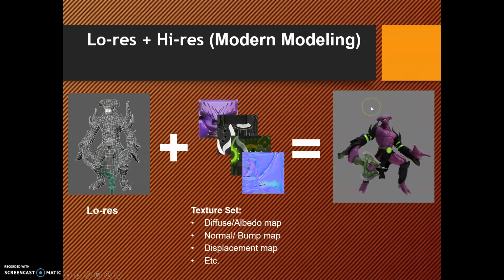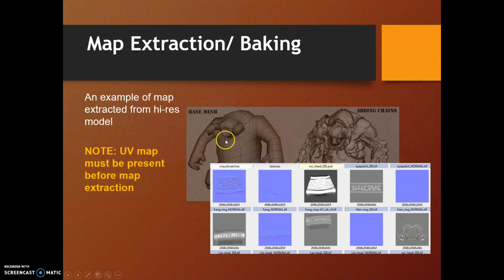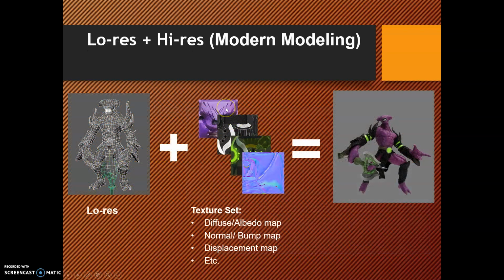Because again, people don't use high res, they only use low res. So the low res is very important. The idea is that we try to make the low res look like a high res by applying all these necessary maps, something like this: albedo, normal, bump, and displacement. So this looks like high res, exactly like in ZBrush.